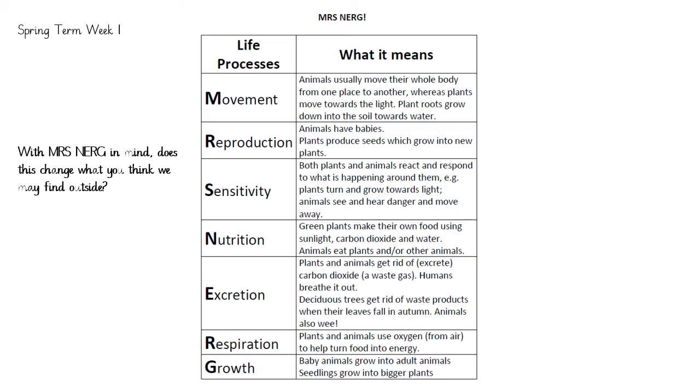So here is Mrs. Nerg, or our life processes. We've got M for movement, R reproduction, S sensitivity, N nutrition, E excretion, R respiration, and G growth. Have a little look at reading through those. And with Mrs. Nerg in mind, does this change what you think we may find outside in the woodland area today?